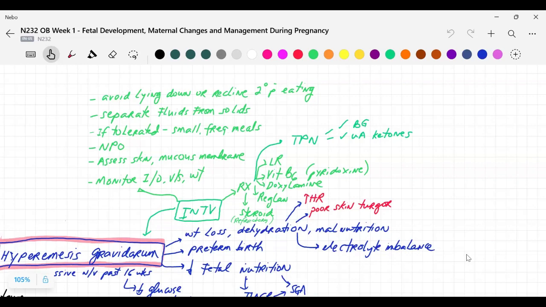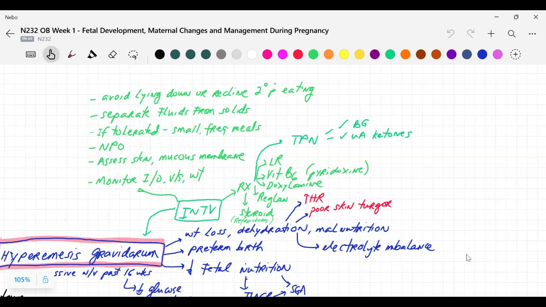You want to separate the fluids from the solids. So there might be a test question giving you options as to whether you eat now and then give water 30 minutes later, or put them all together. In order for the stomach to not have a lot of content and cause nausea, you separate the water and solid. So they eat a little bit right now, and then maybe 30 minutes to an hour later, they can drink water. Okay, or vice versa.